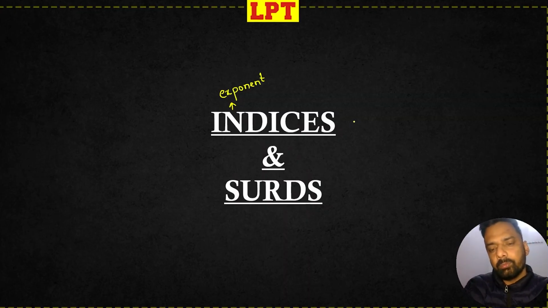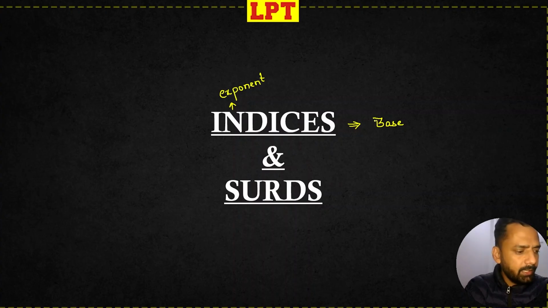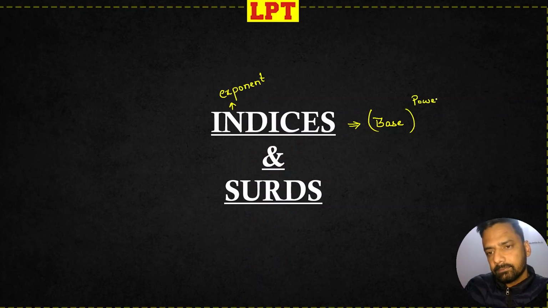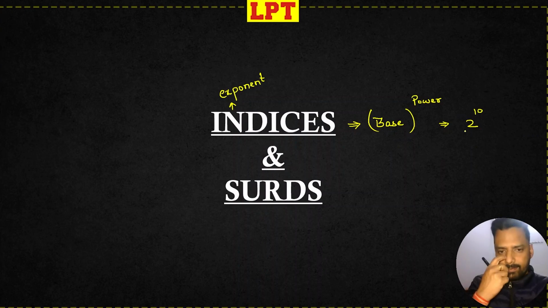ठीक है, what does an indices? Indices में अपने पास क्या होता है? We have a base, and that base is raised to some specific power. ठीक है, तो indices are the number और exponent में क्या होता है अपने पास? We have a base and it is raised to a number जिसको हम क्या बोलते हैं? उसकी power बोलते हैं. Like for example, if I have a 2 as my base और उसके power में if I have a 10. So this represents an indice, right?